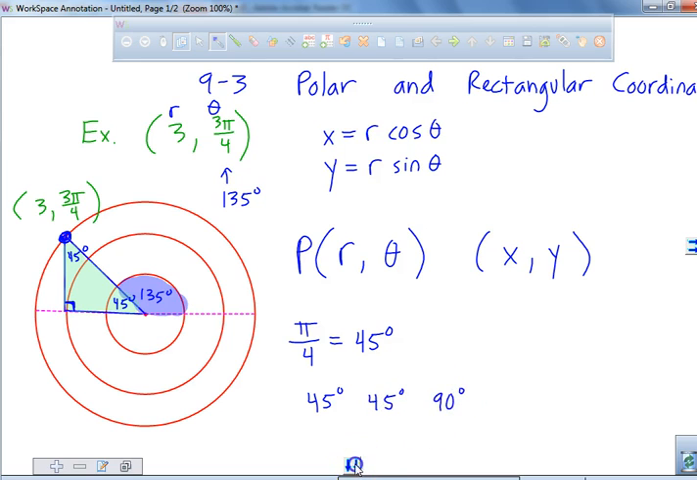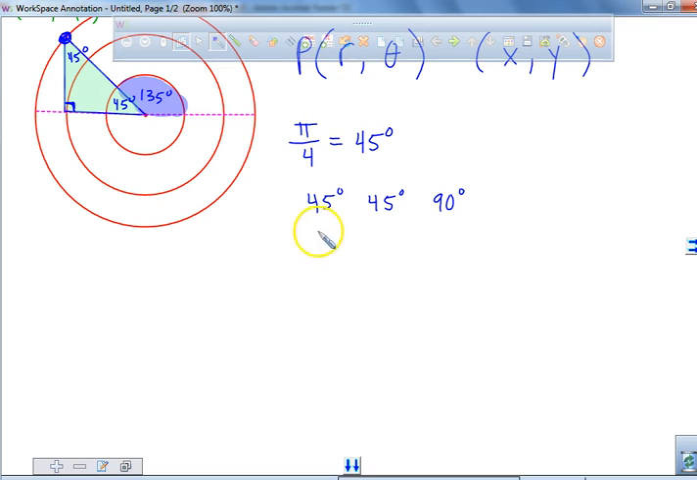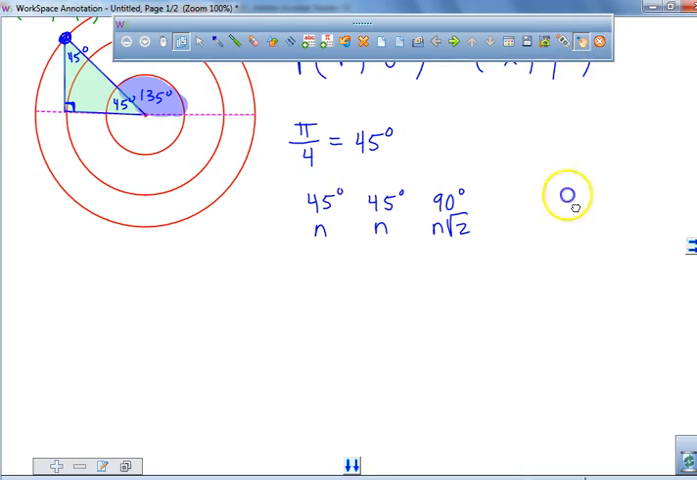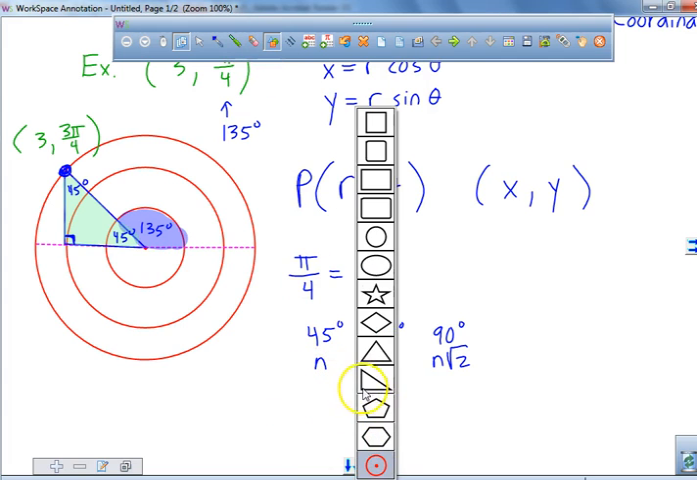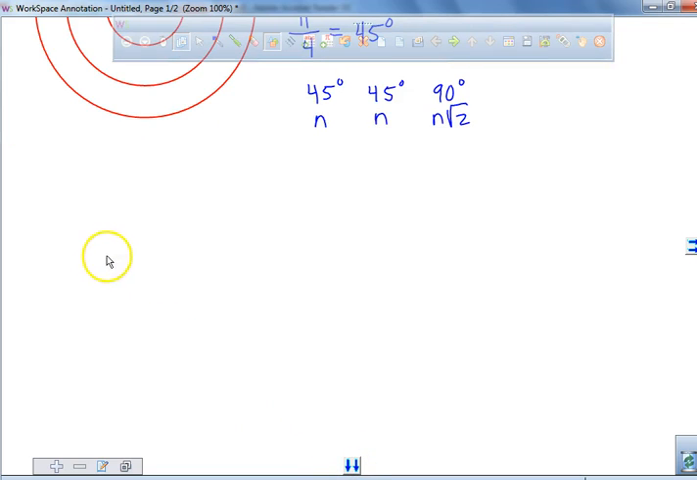Now, instead of using x, I'm going to say n for the length of the side, and n radical 2. I'm not going to say x radical 2 because I don't want to confuse you. So right now, n represents the length of the side of the triangle. Now, for those of you who have forgotten the properties of a 45, 45, 90, right now it's going to make a 45, 45, 90.